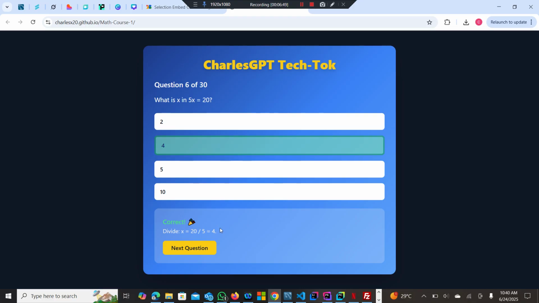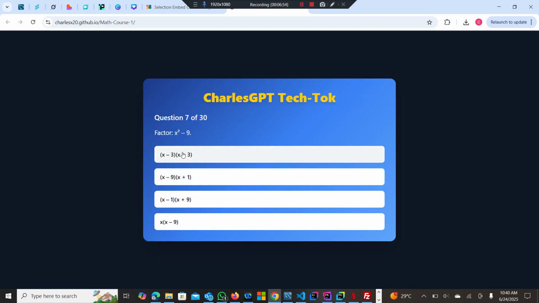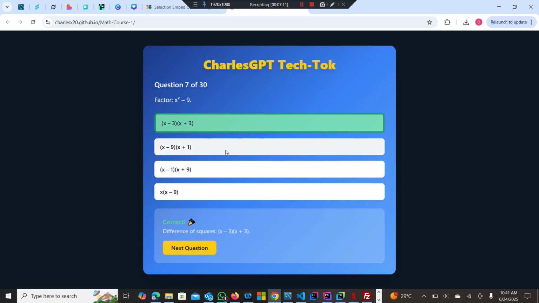It seems pretty easy, but the more we go on, I made the equations a little bit trickier. So next, factor x squared minus 9. You can just solve on your own, but let me see if I can get the correct answer. I'm not aiming at getting the correct answer though. So x squared minus 9, I think is this. Okay, I'm correct too. So it's a difference of squares: x minus 3 times x plus 3. So it gives you a little bit of explanation of how we got the answers.